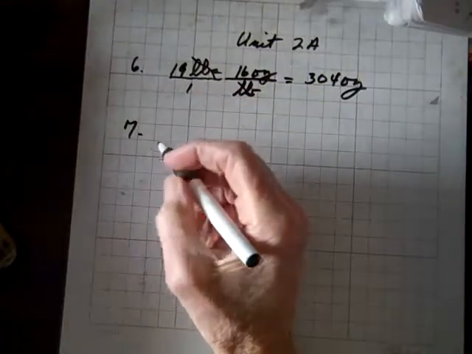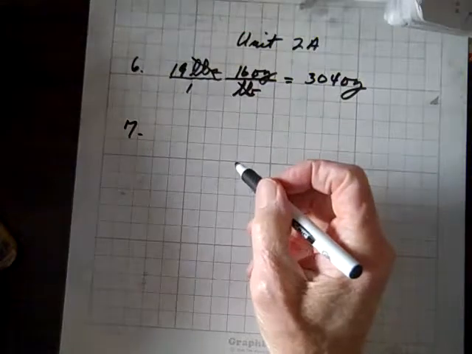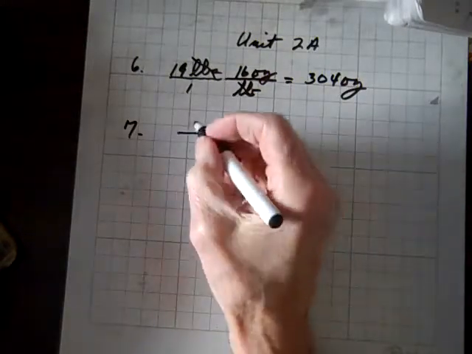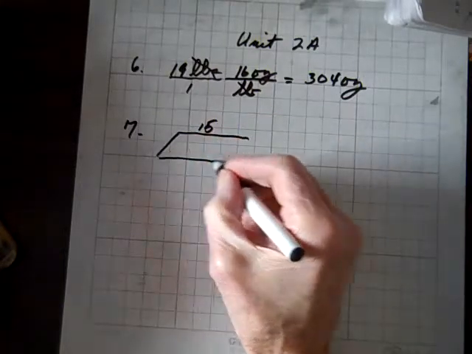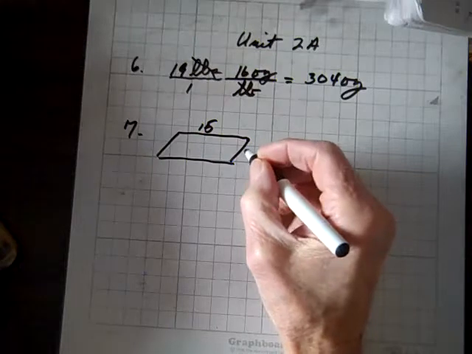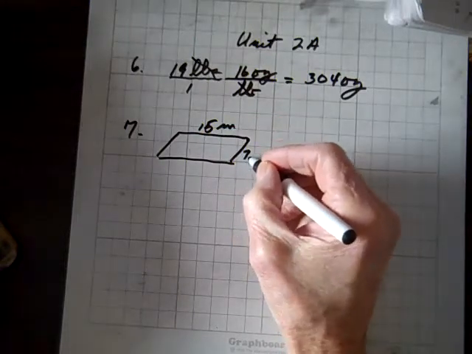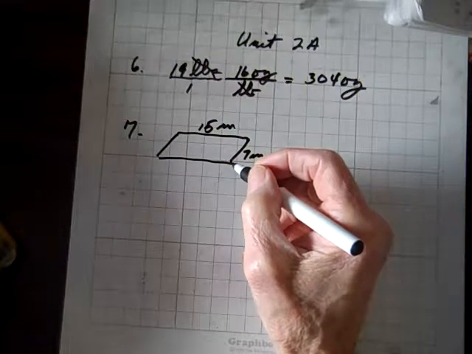So for 7, we've got a swimming pool. This is right here, that is 3 meters deep, 15 meters long, and 7 meters wide, and it's filled with water.